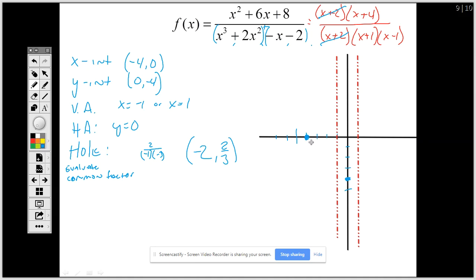But I know because I have this x-intercept right here, I know that I have a hole at negative 1, negative 2, right here, and positive 2/3. So I'm going to put it right about there, and I'm going to make it just an open circle. And that gives me a general idea what that looks like. And then when I go back to my horizontal asymptote, that was y equals 0.